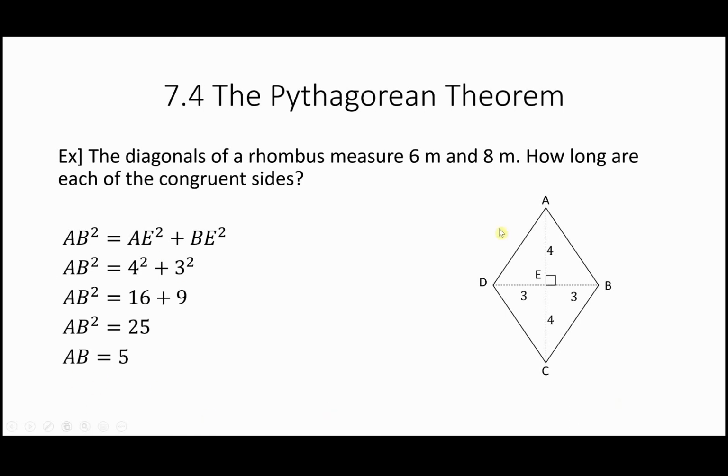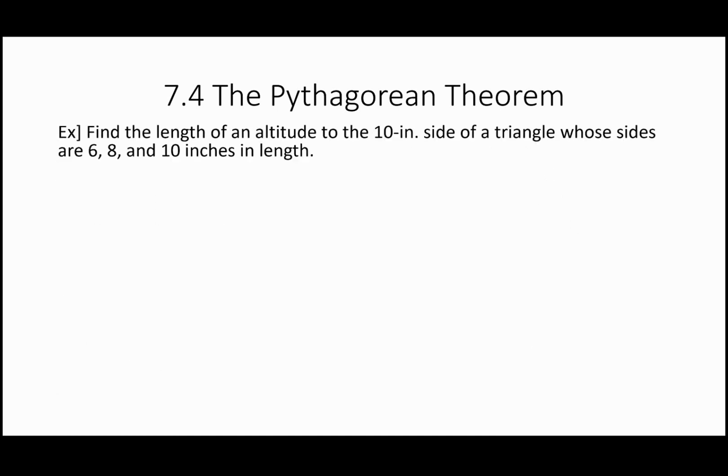So AB is an outer edge of the rhombus, so each of the congruent sides, therefore, is 5 meters long. And you should attach the M for meters because there is a unit here for the lengths that are given to you. So the units should transfer along to your final answer as well. That's important. All right, so let me know if that requires some more discussion in class, okay? Moving on to the next example.